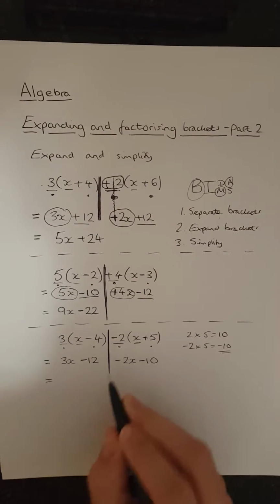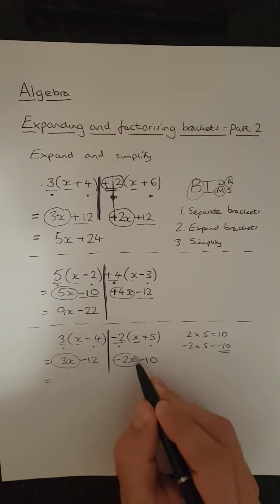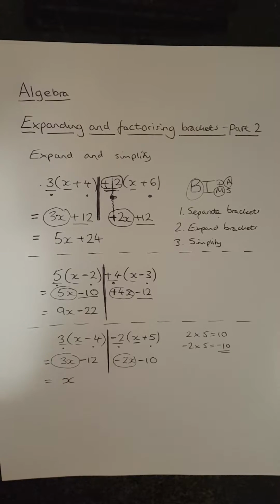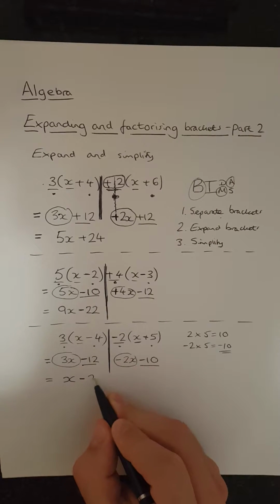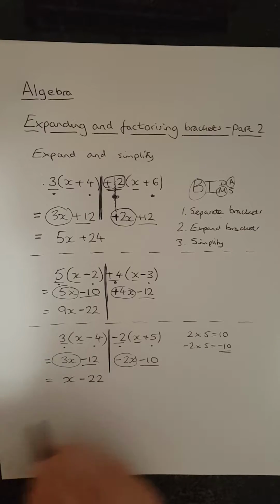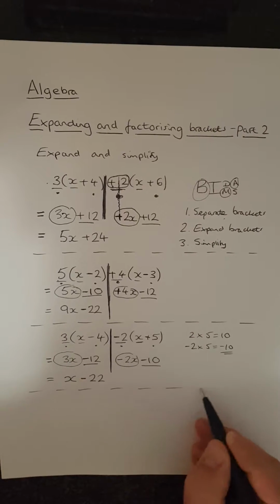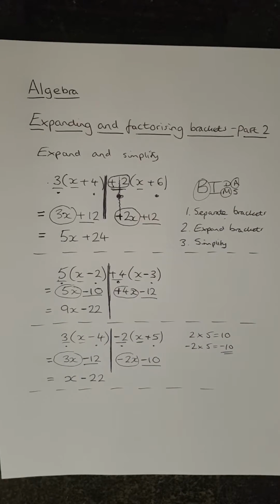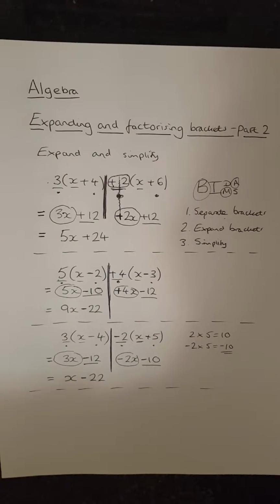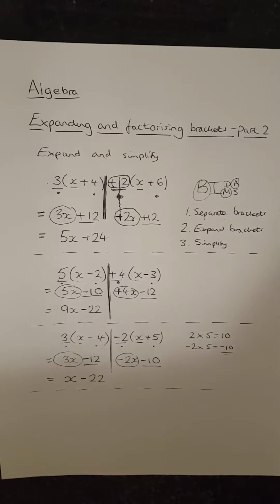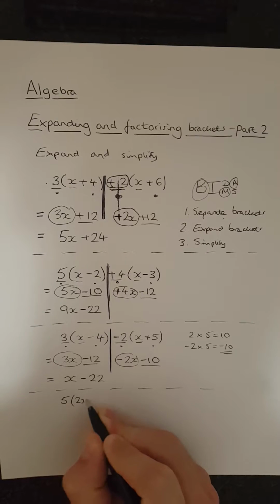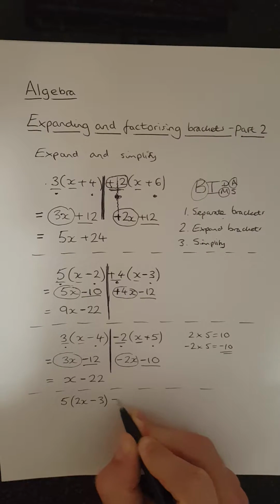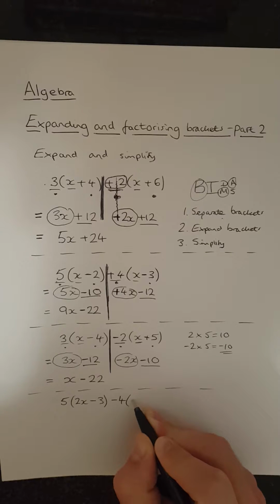Now to simplify, 3x minus 2x leaves just a single x. A reminder not to write 1 there, you don't need to. Minus 12 minus 10 is minus 22. We're going to continue looking at negatives as our key theme here, and we'll deal with indices afterwards. And this is the question that commonly gets people stuck. I want you to think about why that is.